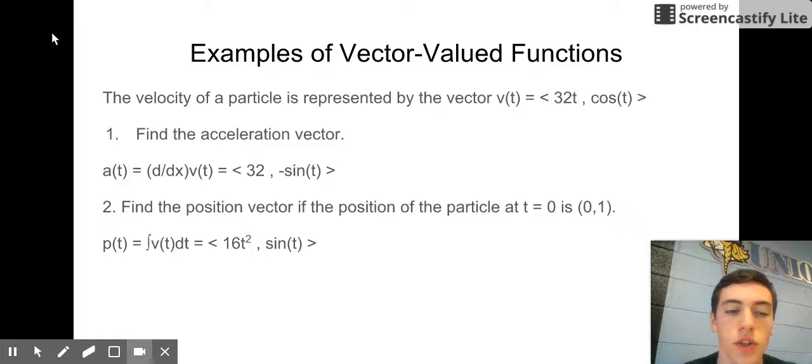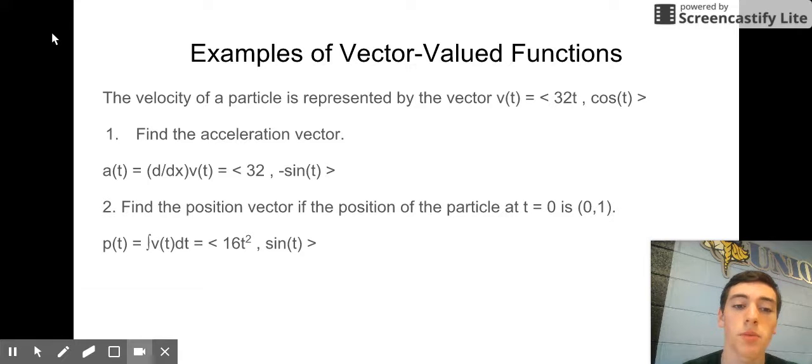So the derivative of 32t is 32, and the derivative of cosine of t is negative sine of t, and that would be our acceleration vector. Now, one thing I probably should have said when doing the notes is that if you want to find something that's a higher order up, so let's just say that you have the velocity and you want to find the position, in the same way that we can differentiate them, we can also integrate them. And I should have mentioned that when I was in the notes.